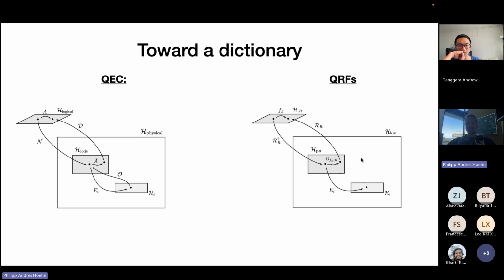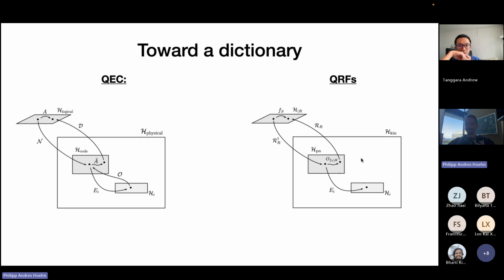What we want to build, in the first part, is a precise dictionary between quantum error correcting codes and quantum reference frames. So at a structural level, we have a precise correspondence between the encoding operations, the different Hilbert spaces and maps between them, which we want to flesh out in the first part. And I hope I will get to see what we can learn from this correspondence.